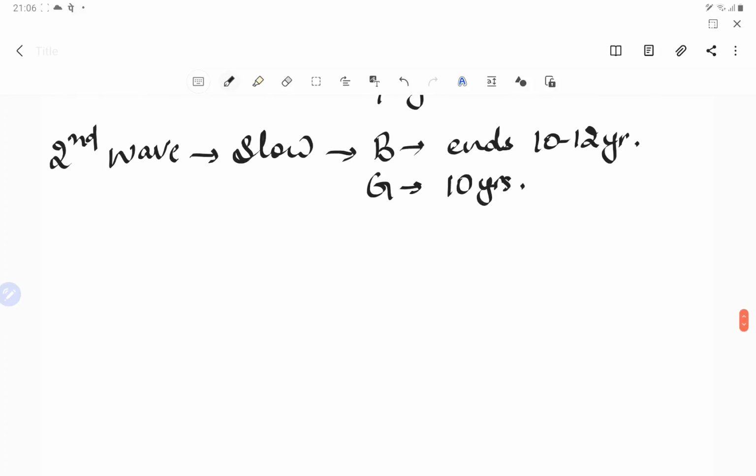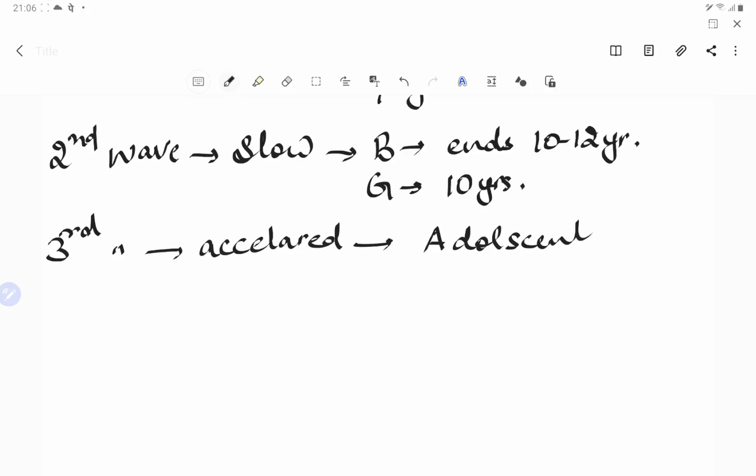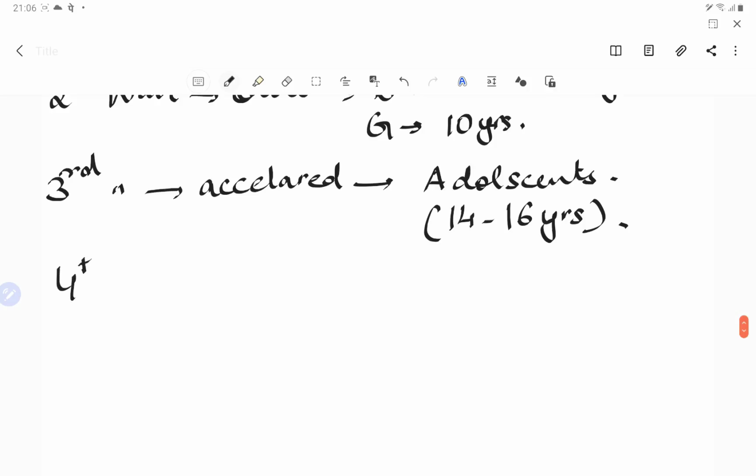Next, third wave of growth, third rhythm of growth, is the accelerated rhythm. So this is the accelerated rhythm. That means sudden rapid growth. So accelerated growth is what we see in the adolescents, and this usually occurs by 14 to 16 years.